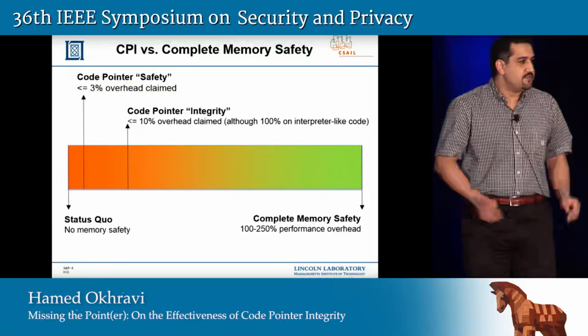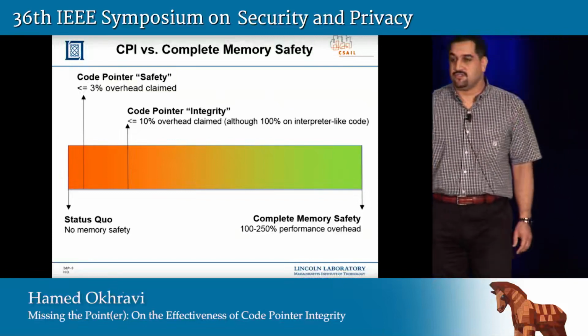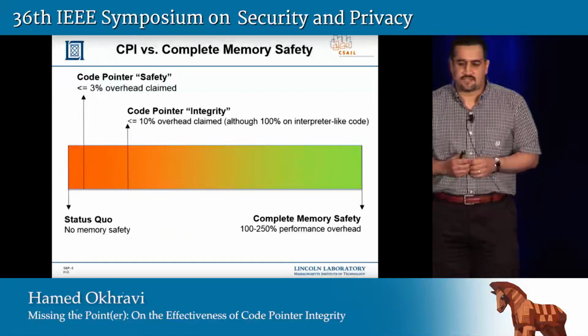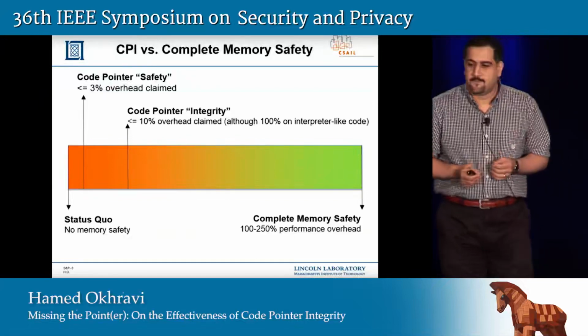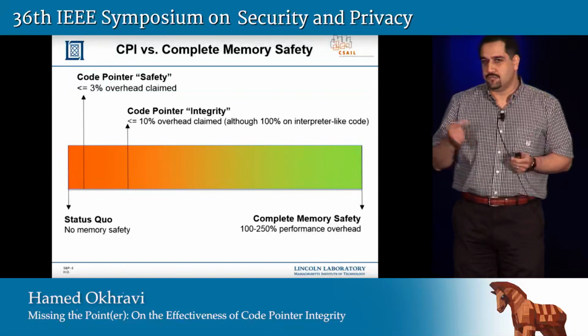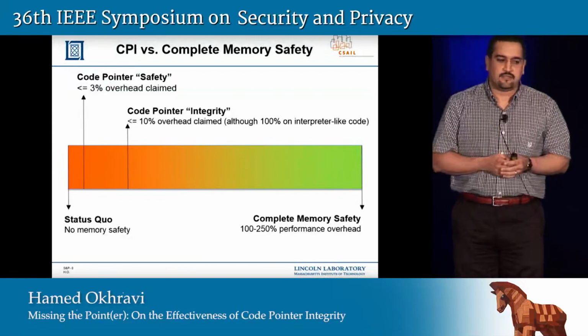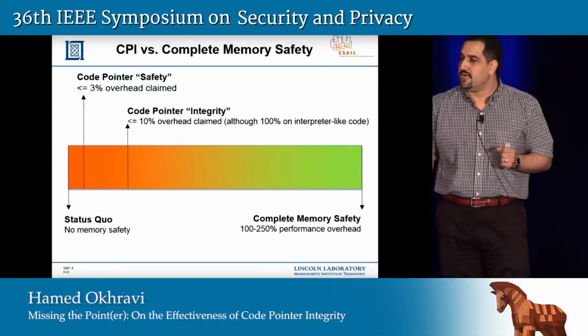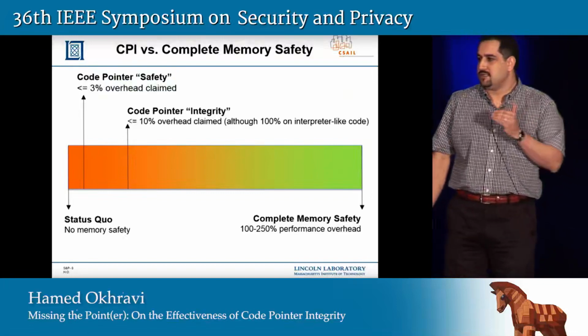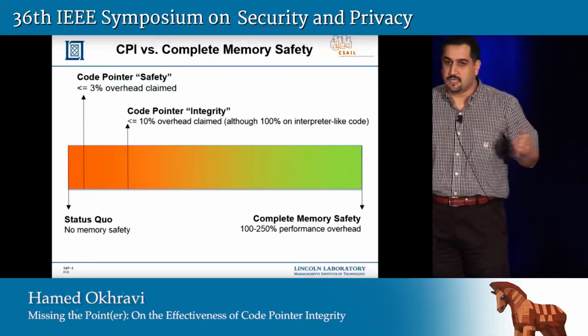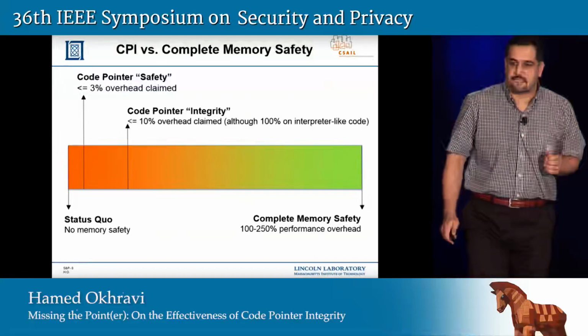There's another variant of CPI called code pointer safety, or CPS, which doesn't protect pointers to pointers. So it's a weaker security guarantee, but with lower overhead. But in our attack, we attack the generalized technique of CPI itself, so we won't talk about CPS any longer.